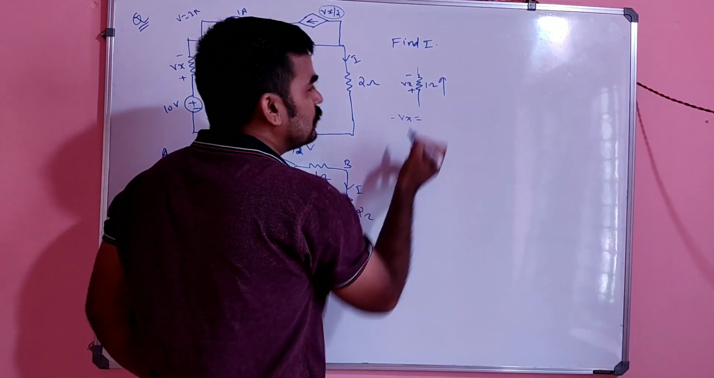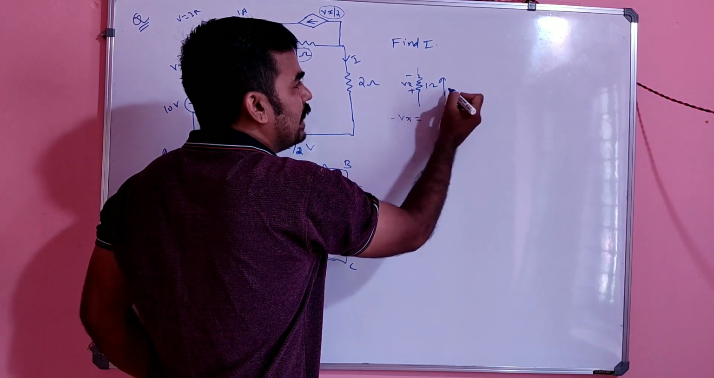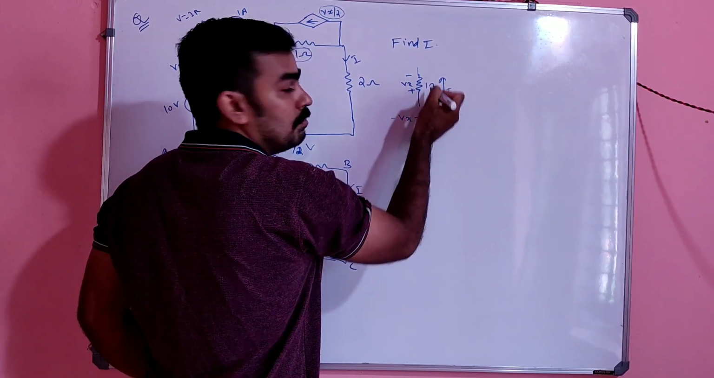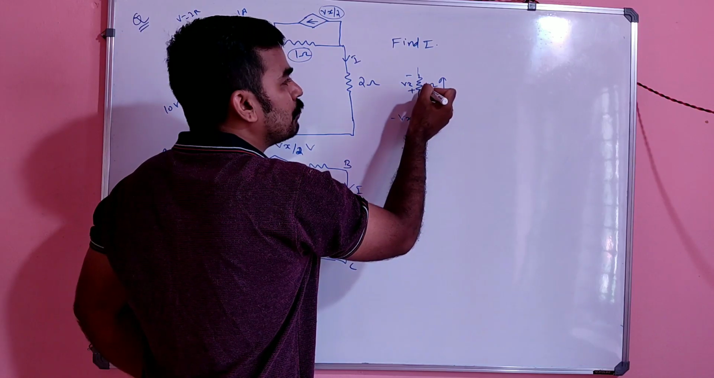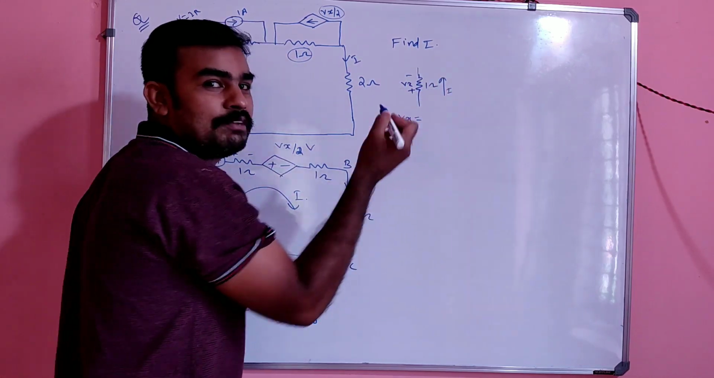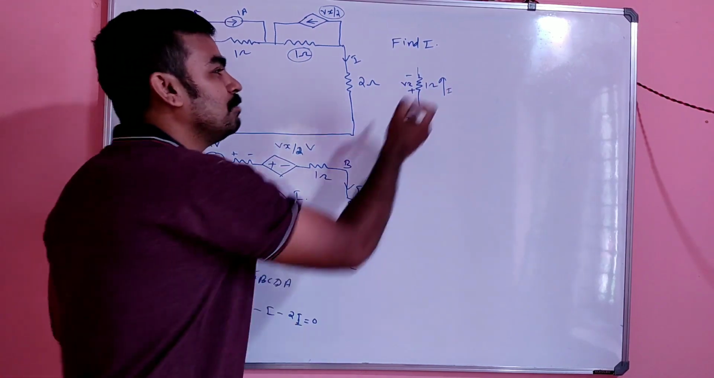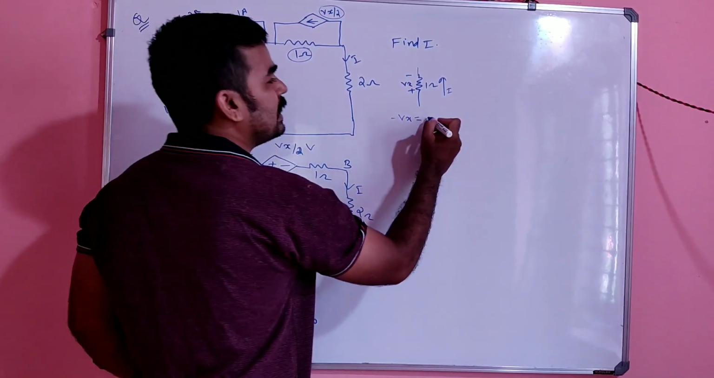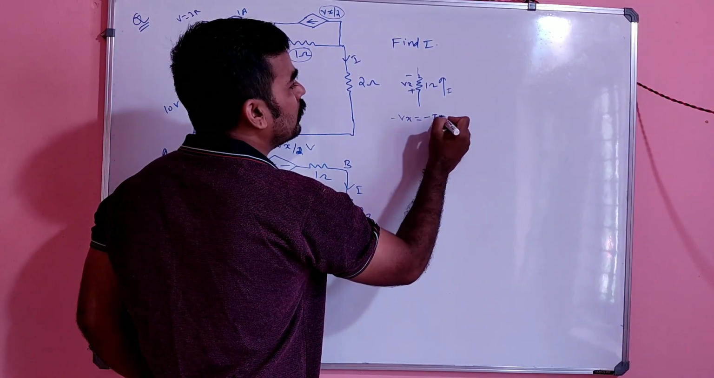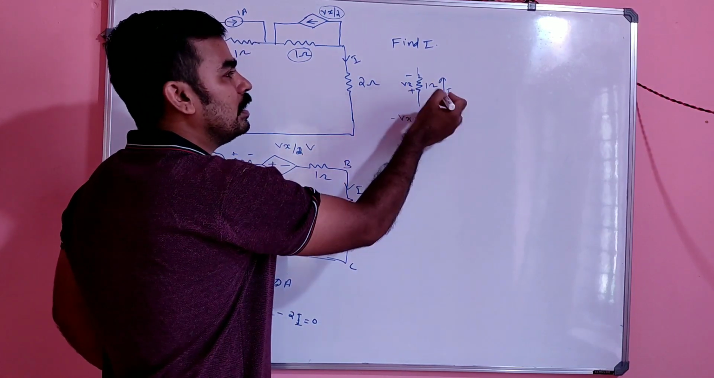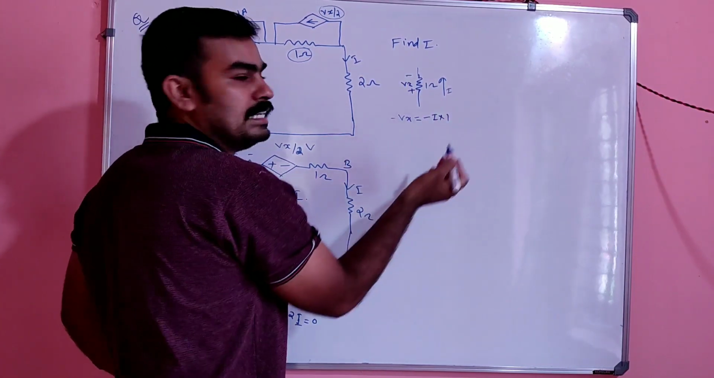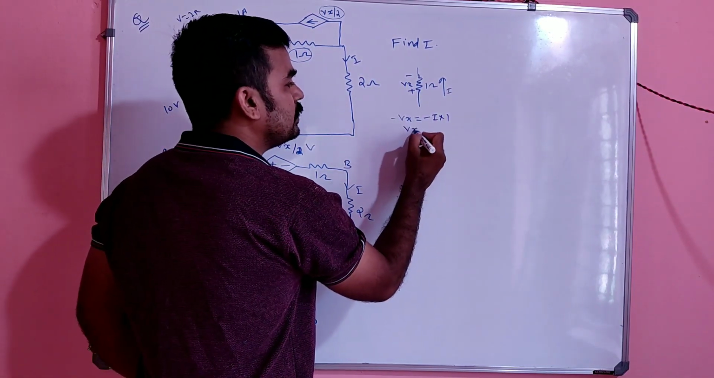Minus Vx equal to, when current is flowing like this, I is the current which is flowing like this. When it moves from here to here, across the resistor there will of course be a voltage drop. So I can write it as minus I into 1, that is minus I, simply minus I. So Vx can be written as I.